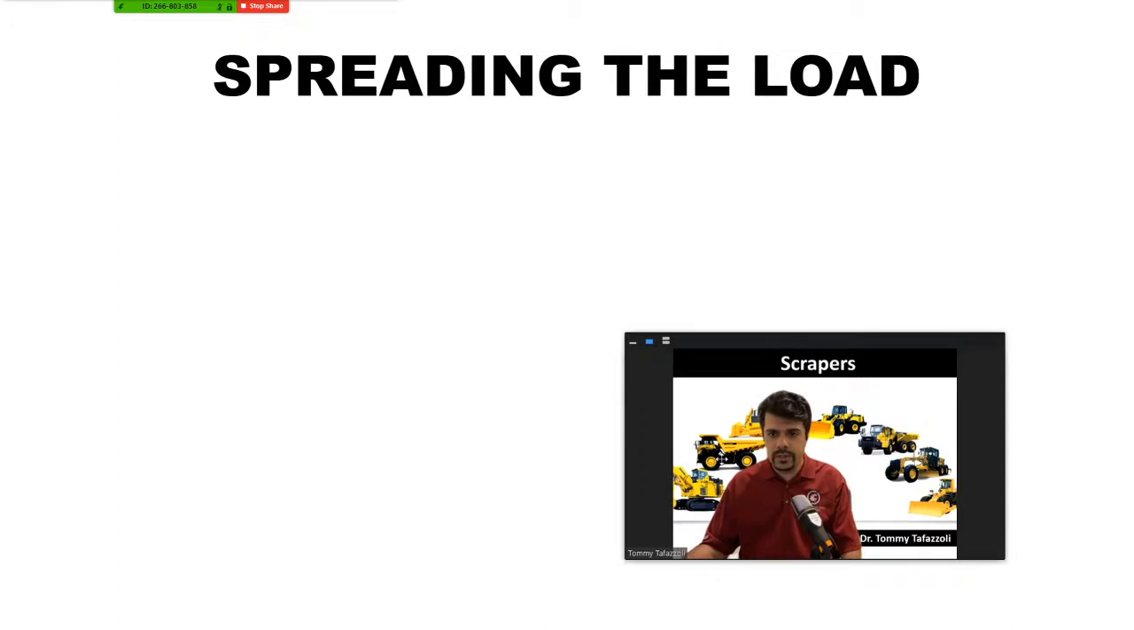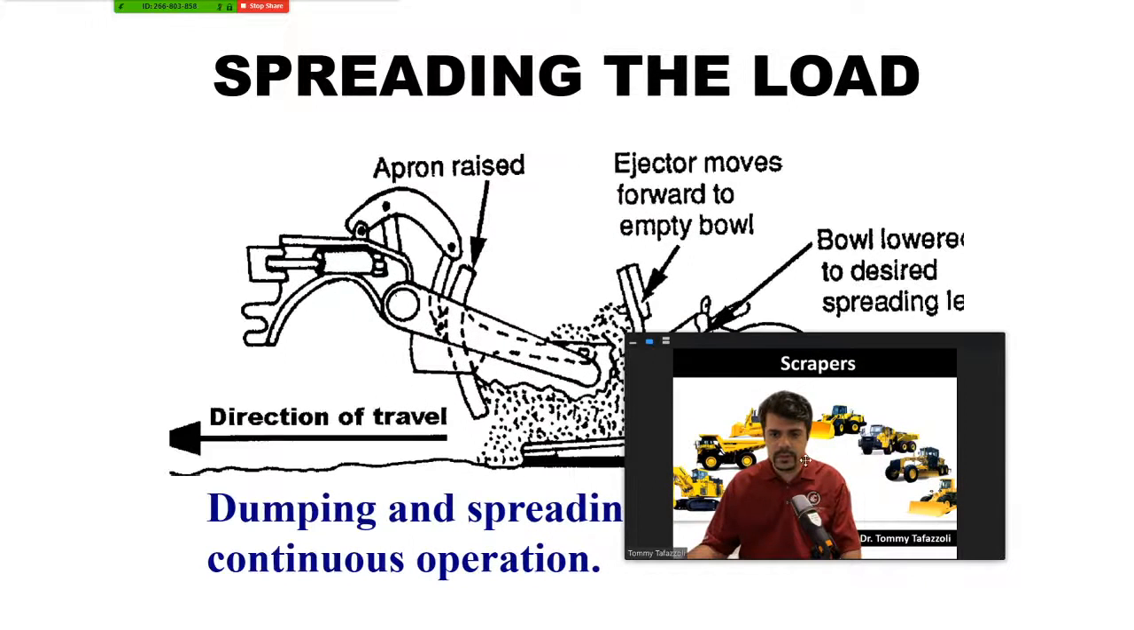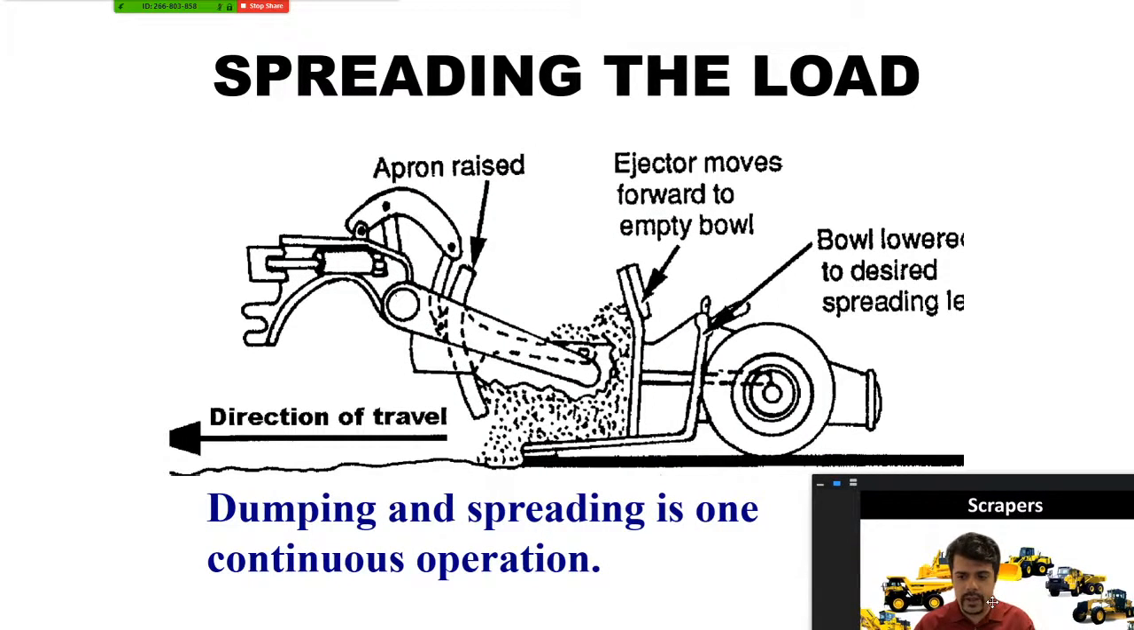So spreading the load, the way it happens, if again this is the direction of travel, the apron will be raised, and then soil will be released, and this will help it to spread, and the amount that is released is controlled. That's why it could provide a uniform thickness. An ejector moves forward to empty the bowl.